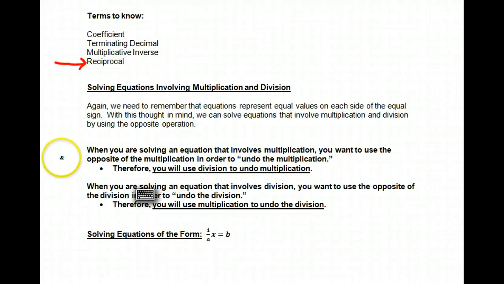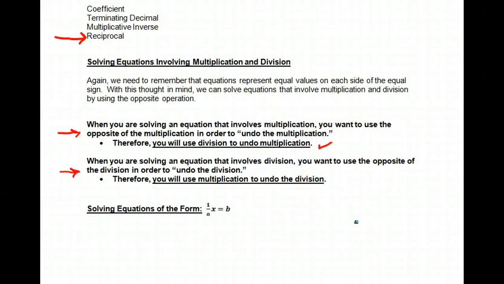So if you guys can look at the bold-faced rules that we have here, when we are solving an equation that involves multiplication, you want to use the opposite of multiplication, which is division, to undo that multiplication. When we are solving an equation that involves division, we want to undo that division using multiplication.